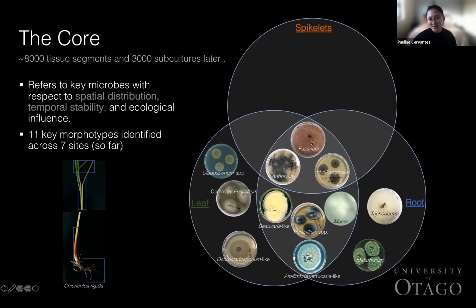So that includes taxa like Fusarium, Cladosporium, this Albifimbria verrucaria-like colony, and Mucor. And in some cases, they can appear in as much as 80% of the plants sampled. So that's like Arthrinium and Phyllocephala. So I'll be basically going into more detail into the morphotypes with higher isolation frequencies and exploring what is present in the literature about endophytic strains within these taxa.